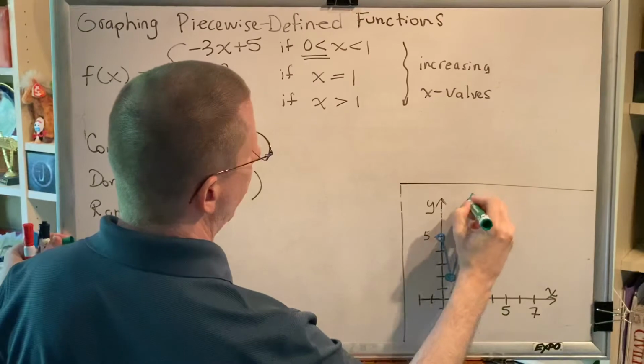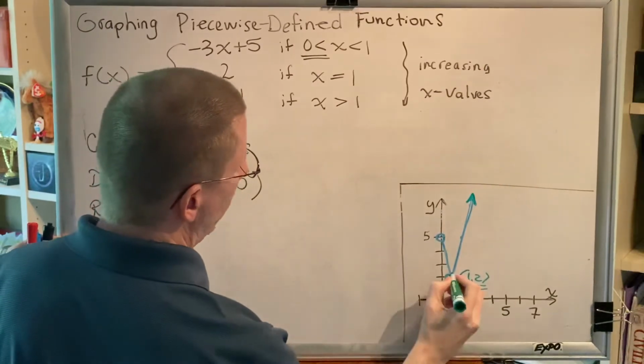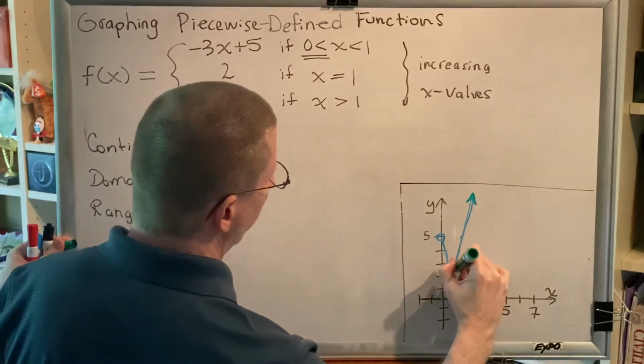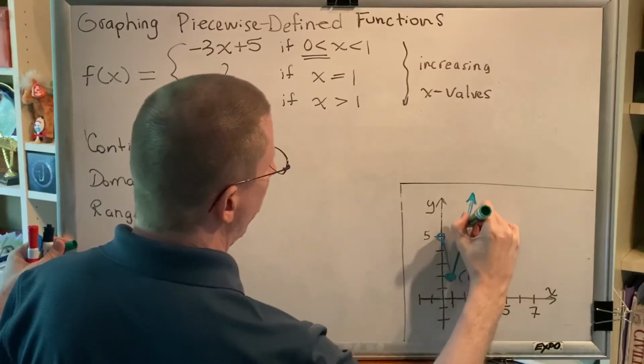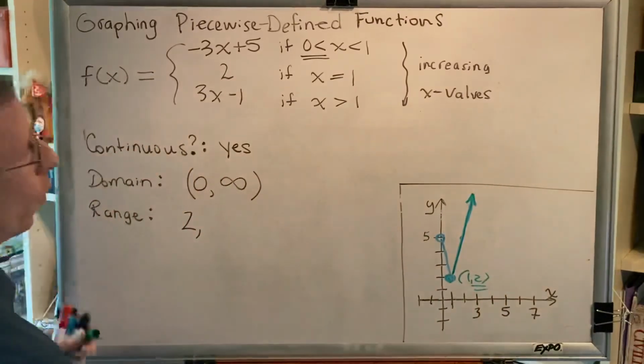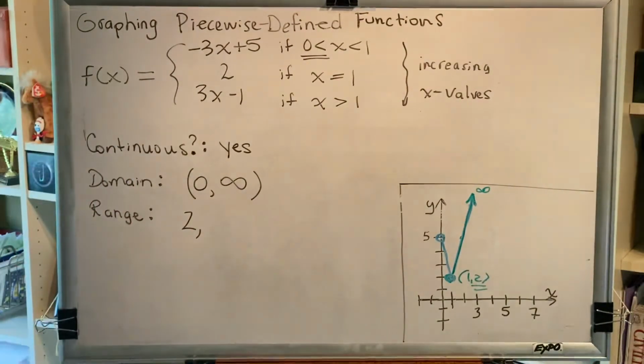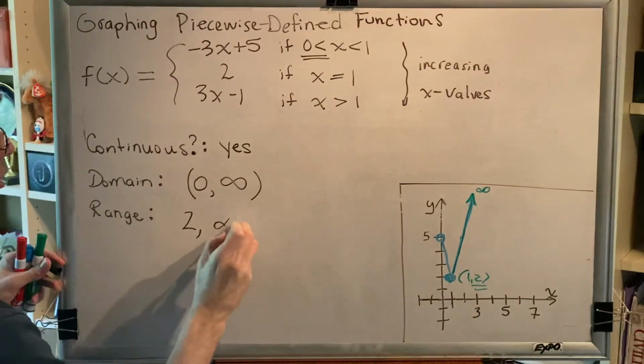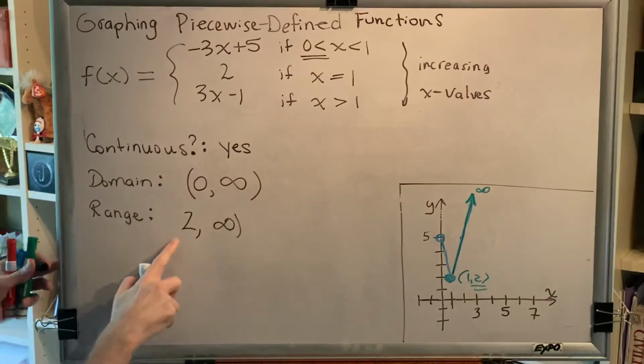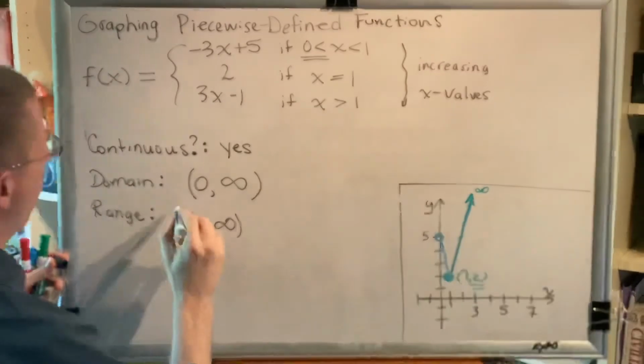The highest part of the graph would be this arrowhead. And can we connect the low to the high by traveling along the blue curve without picking up our marker? The answer is yes. Therefore, we have all the y values from 2 right on up to positive infinity. So our range goes from 2 to infinity. And the symbol next to the 2 is going to be a bracket.